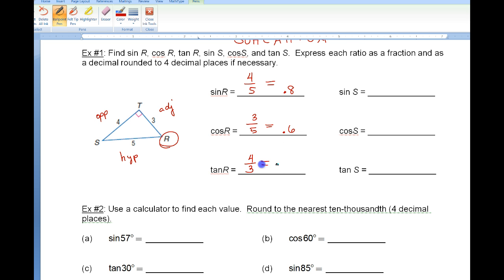Now this is the only one that doesn't terminate. This is 1.3 repeating. But whenever we're working with trig ratios, we're going to have very small numbers. So 4 decimal places is always what we want to round to when we're working with the trig ratios, because they're always going to be real small numbers. For sine and cosine, they're actually always going to be less than or equal to 1.